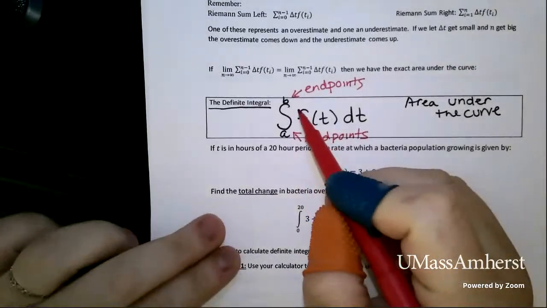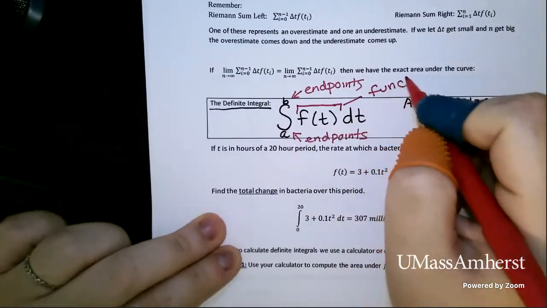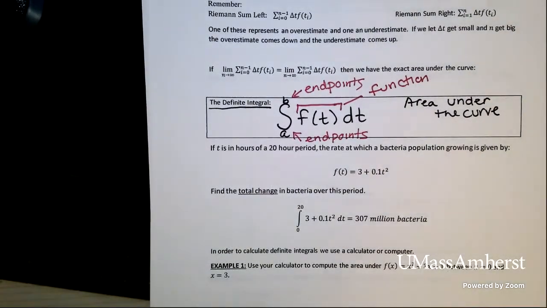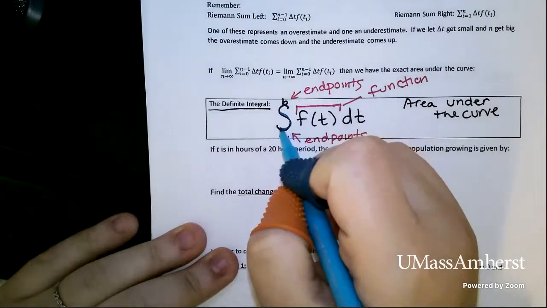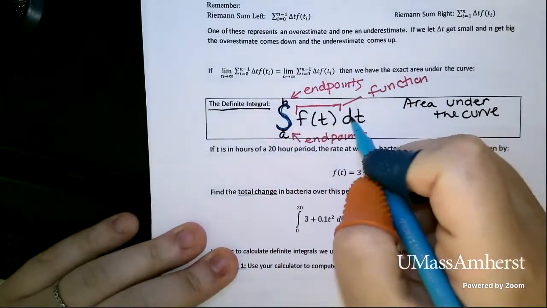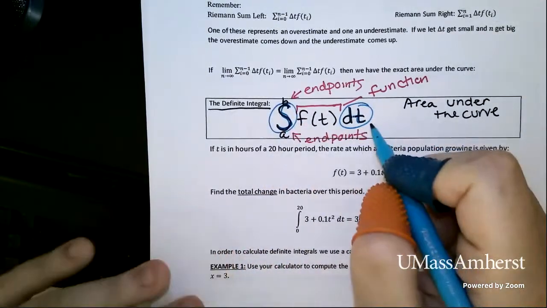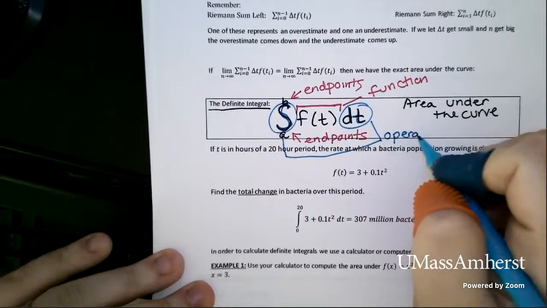Okay, f of t is the function that we are looking underneath, right? So this is a function where we're trying to get the area under the curve. Now, we have what's called the integrand. I'll trace that in blue a little bit. And the dt. Okay, so these are operators.